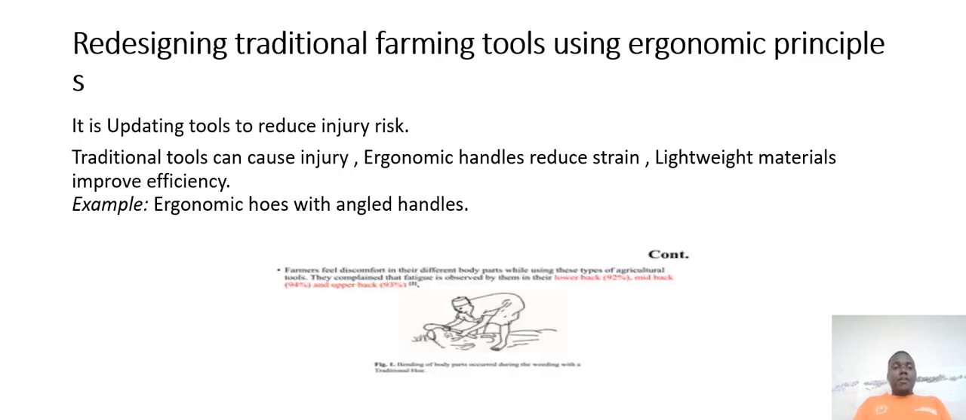And redesigning traditional farming tools using ergonomic principles. It is updating tools to reduce injury risks. Traditional tools can cause injury. Ergonomic handles reduce strain. Lightweight material improves efficiency. Example, an ergonomic hoe with angled handles. That is the person who used traditional tools in that picture.